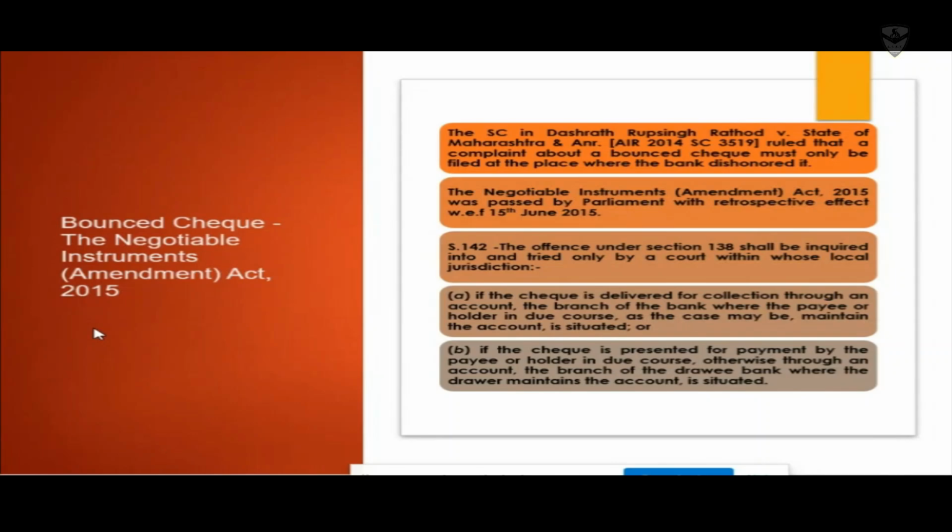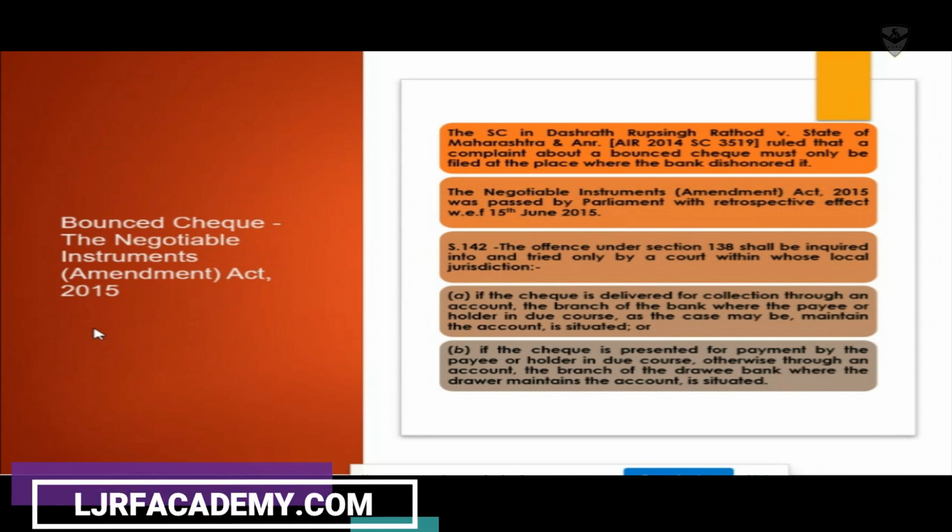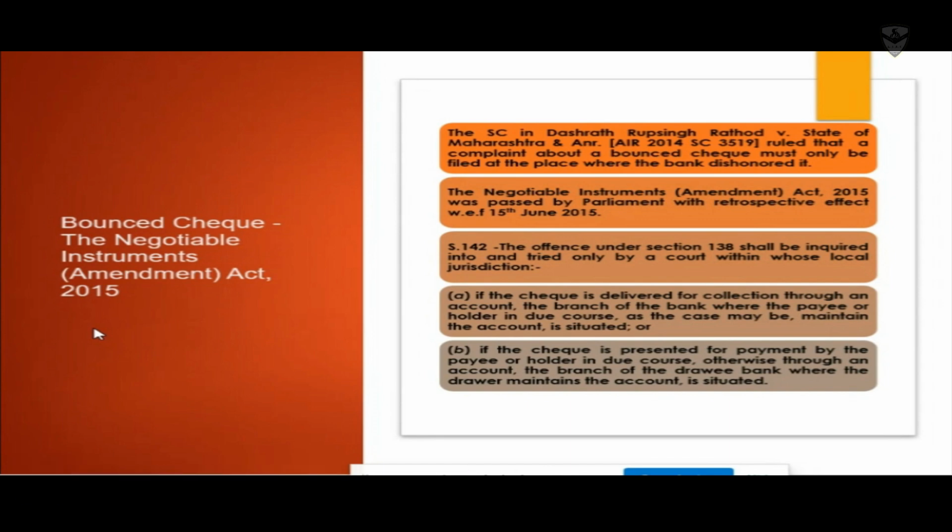That means if a check is delivered for collection through an account, if it's an account payee check, the branch of the bank where the payee or holder in due course maintains the account. So if the payee is maintaining the account in Kerala, then the court in Kerala will have jurisdiction. Where the payee is maintaining the account, the courts in that jurisdiction will have to try the cases.